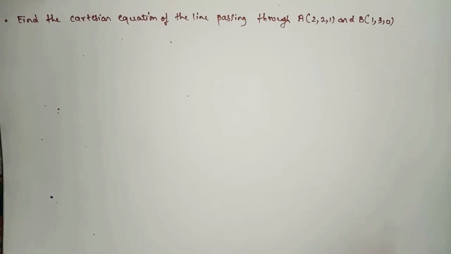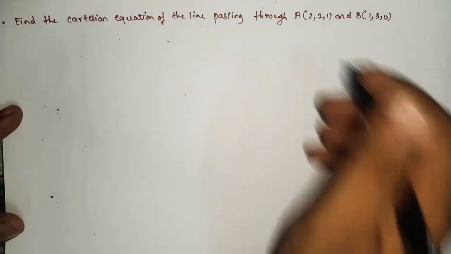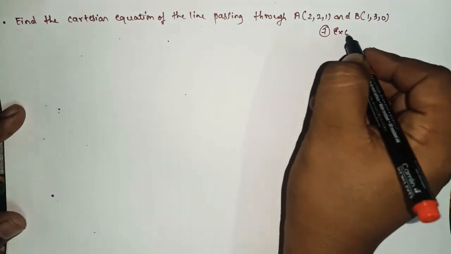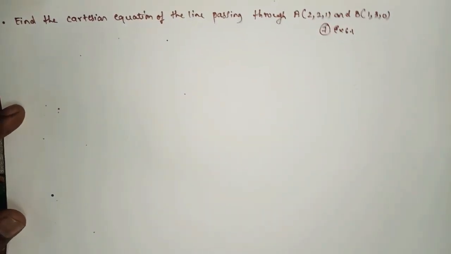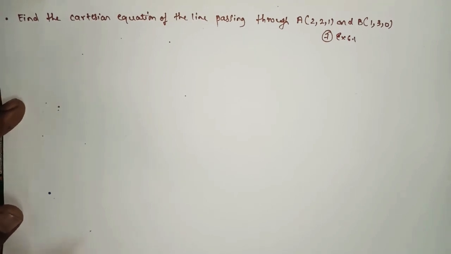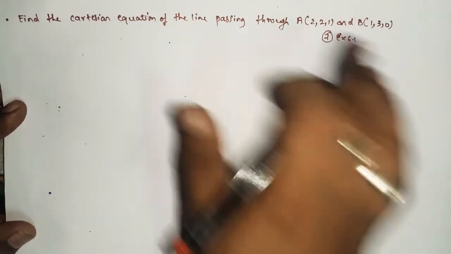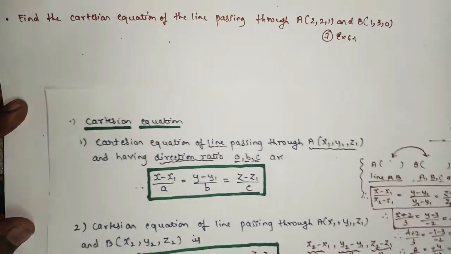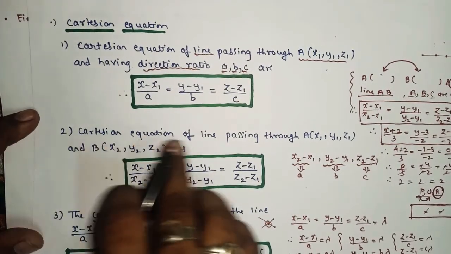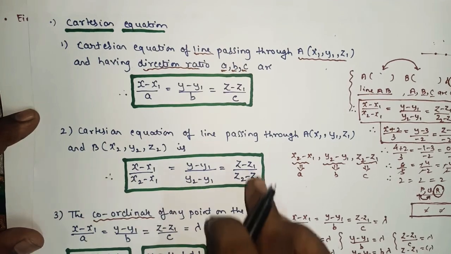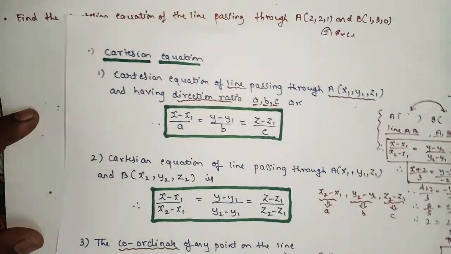So now in this sum again we have to find the Cartesian equation, as we are dealing with sums based on the Cartesian equation. I hope you all understood the previous two sums. Now this is the third sum, question number 7 of your exercise 6.1. Here also we have to find the Cartesian equation of the line passing through 2 points. As we know, whenever you have to find the Cartesian equation of a line passing through 2 points, this is the required formula which we have to apply.